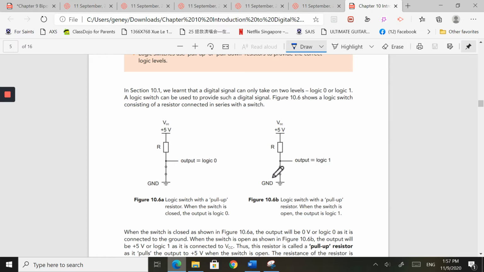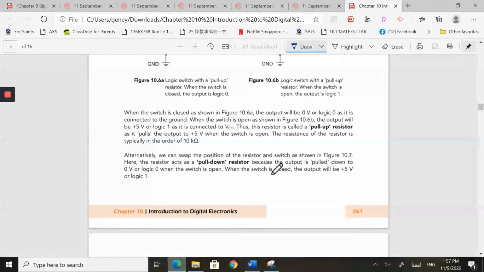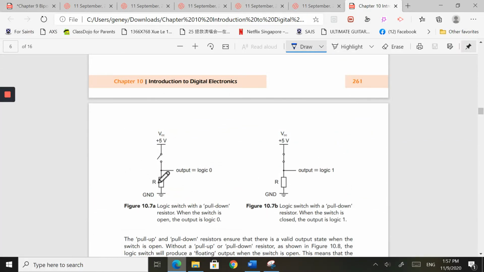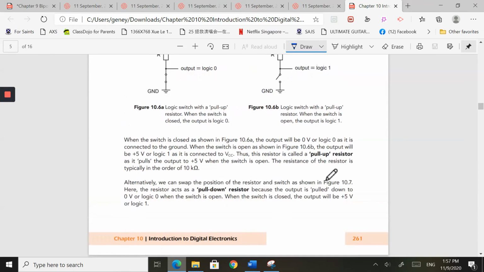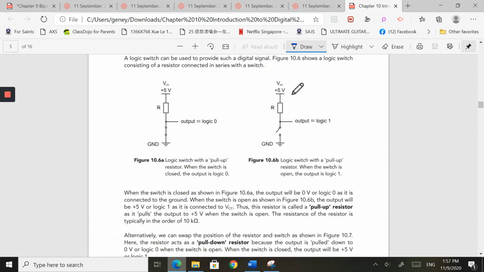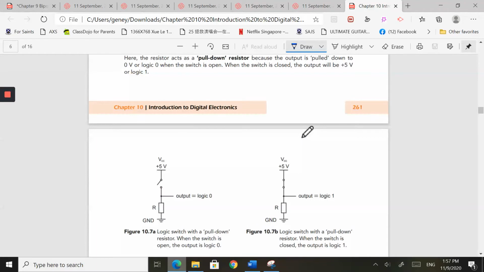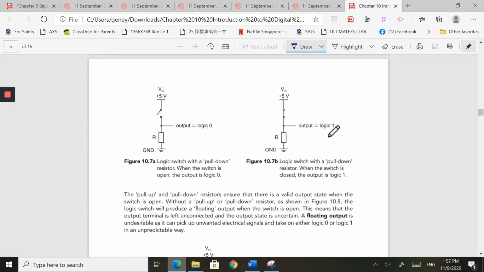So what happens if I want a logic 0 when the switch is open? Because sometimes you might want that in your circuit design. That is where we have a pull down resistor. So when the switch is open, now the output is a confirmed 0 value. And when I close the switch, it's going to be logic 1. So what you need to know is how to draw these two. When I have a pull-up resistor, switch closed gives me a 0, switch open gives me a 1. When I have a pull-down resistor, switch closed gives me a 1, switch open gives me a 0. Remember this.